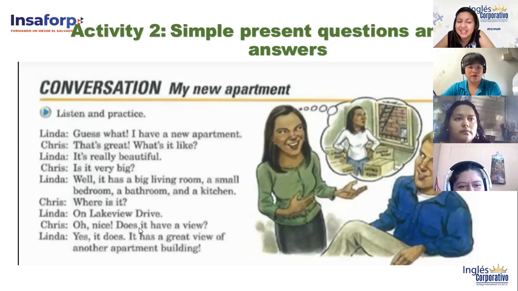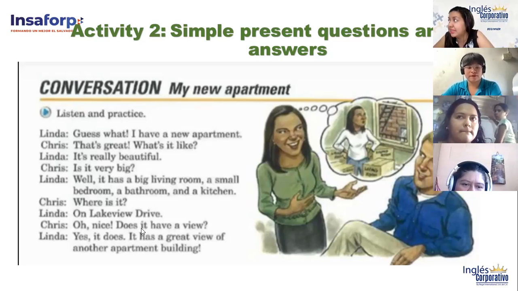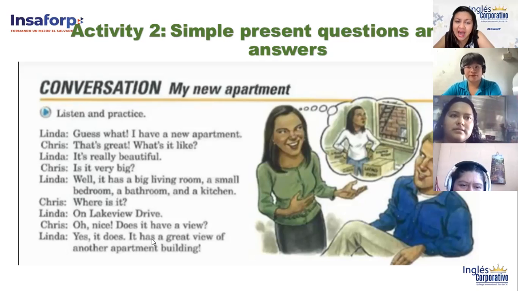Look at this question. It's different from the others. It starts with the auxiliary. Does it have a view? Yes, it does. Porque estamos hablando, ¿por qué es it? Este it, ¿de qué están hablando? Del apartamento. The apartment, exactly. So it means the apartment. Does the apartment have a view? Or does it have a view? Yes, it does. It has. Como estamos hablando de algo, the apartment is something, right? And it's singular. So it has a great view of another apartment building.